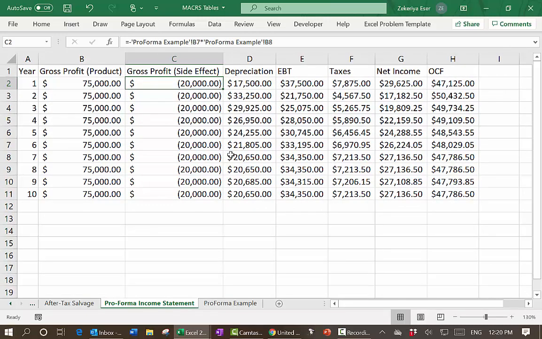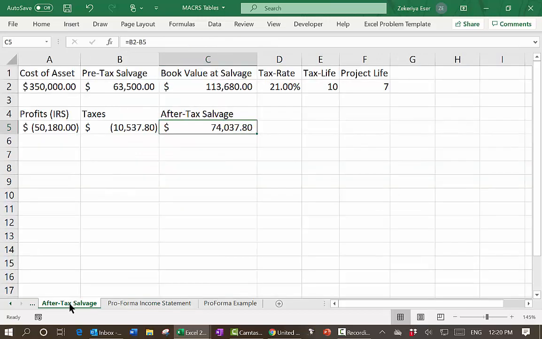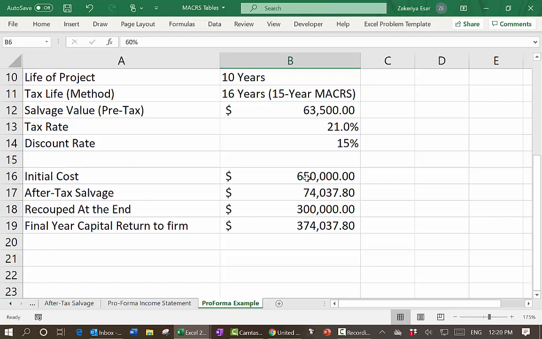Let's make sure we can see everything. For each year, basically, we have our OCF. We already calculated the initial cost and what we're going to recoup at the end of the project. Since net working capital is not going to change during the life of the project, we don't have to do anything about that. In the next short video, we will put everything together.